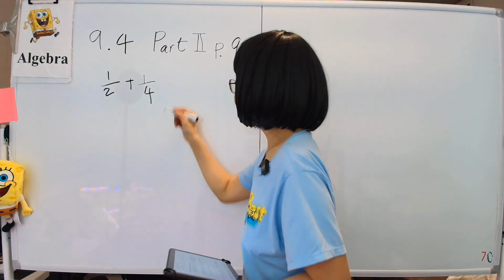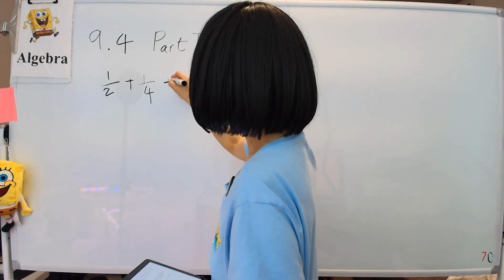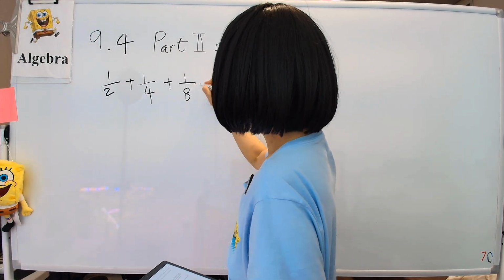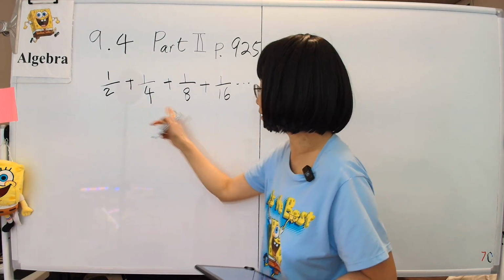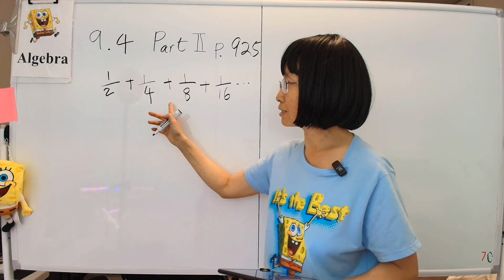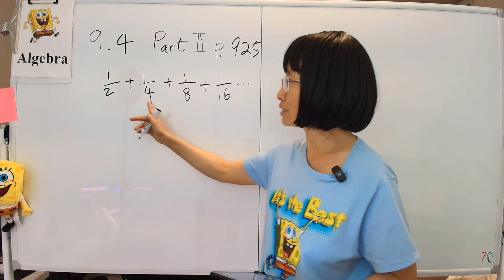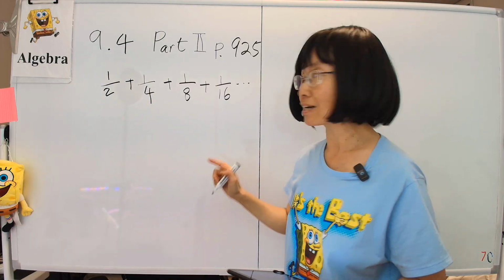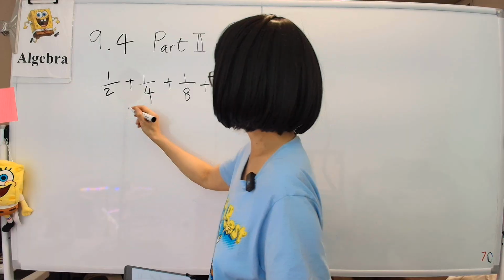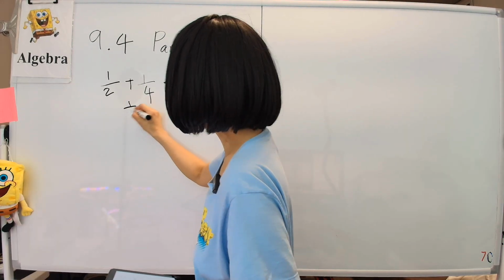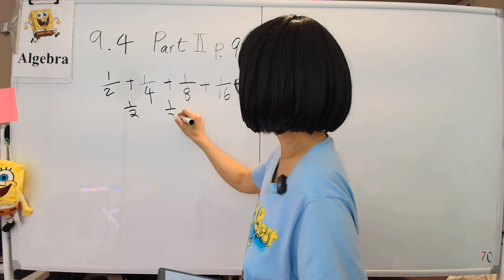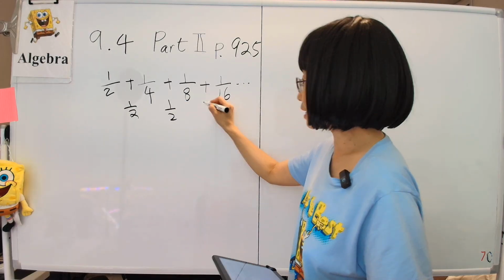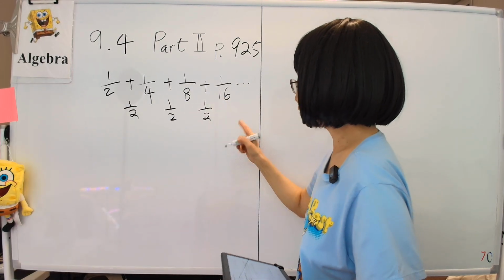It says if we have 1/2 plus 1/4 plus 1/8 plus 1/16, what is special about this? The difference is not constant. However, the ratio as it goes down is constant. That is, each time this is being multiplied by 1/2. You see, 1/2 times 1/2 is a quarter. A quarter times 1/2 becomes 1/8, and 1/8 times 1/2 becomes 1/16.